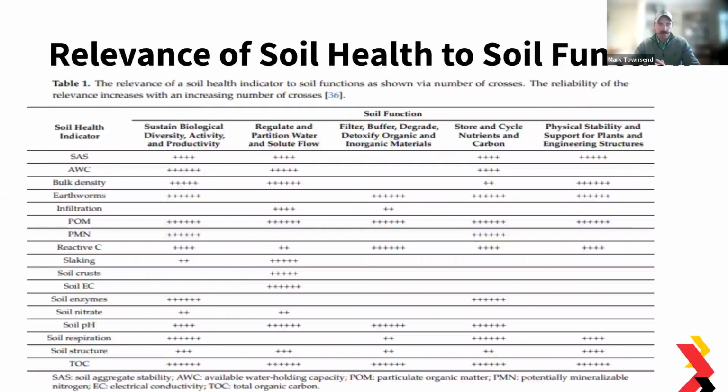Again, there are certain things that we look at, such as available water holding capacity, AWC, right? That promotes sustaining biological diversity, activity, and production, regulates water, and stores and cycles nutrients. Again, this is like that tier 2 indicator, right?